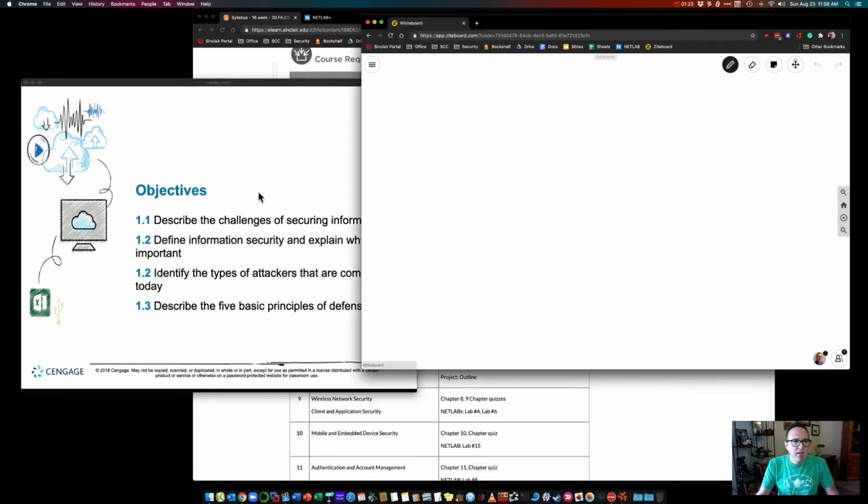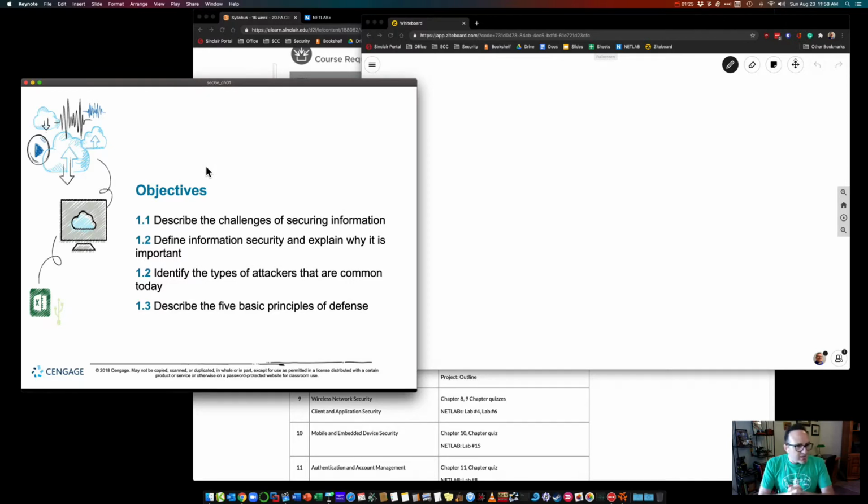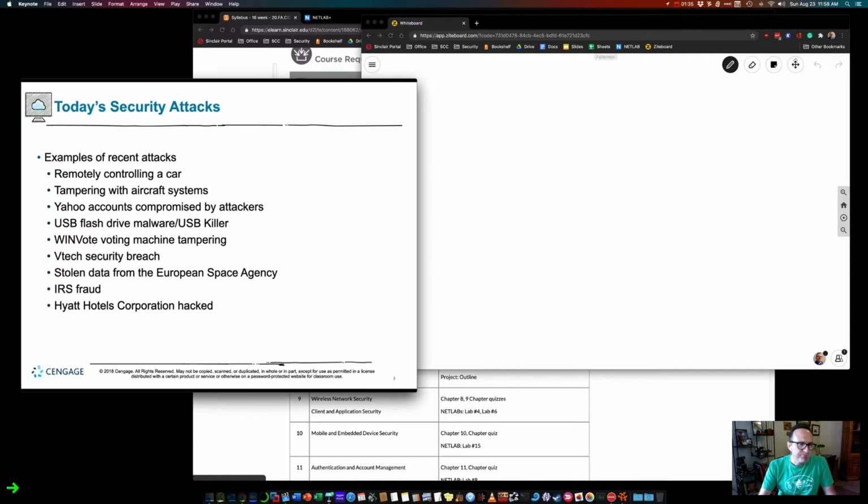What it really comes down to. So really, we're going to talk about explaining security, types of attacks, which you'll learn throughout the course, principles of defense, and so on. So again, this slide deck might be a little old, but these are some general attacks we know about. And it's not just servers being hacked or companies. We see things like cars, car tampering, aircraft systems. We've seen Yahoo accounts compromised by attackers very easily, actually. We'll talk about that in one of the examples.